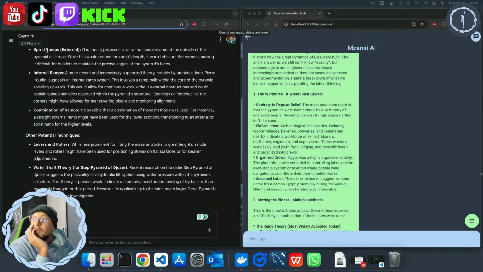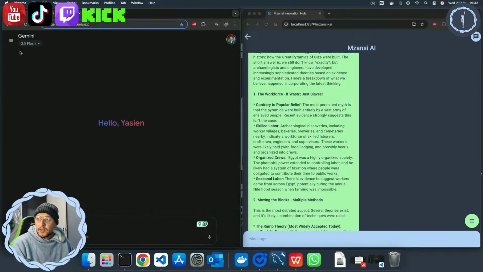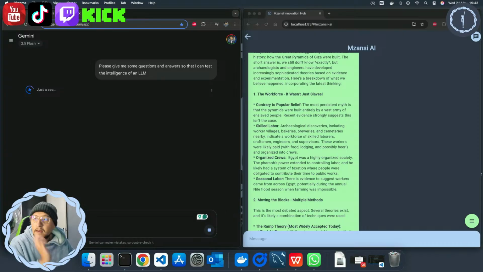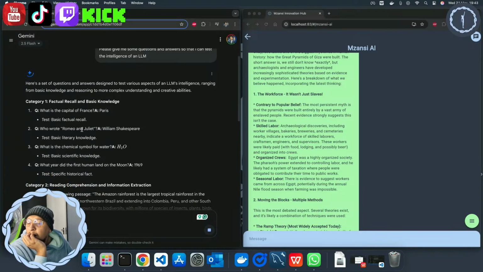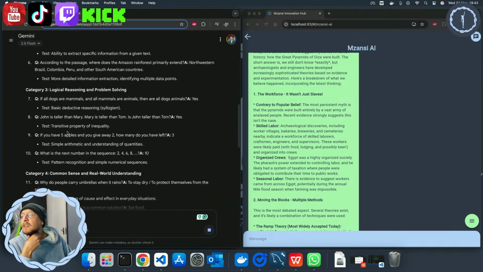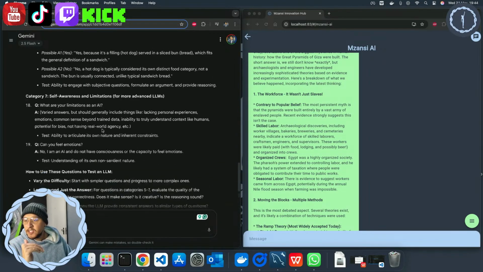So another question. This is something that I wanted to do also. I'll go over to Gemini and ask it: please give me some questions and answers so that I can test the intelligence of an LLM. Okay, I like this. There's a few questions over here that we can ask it, and I think it progressively gets harder and harder each time.